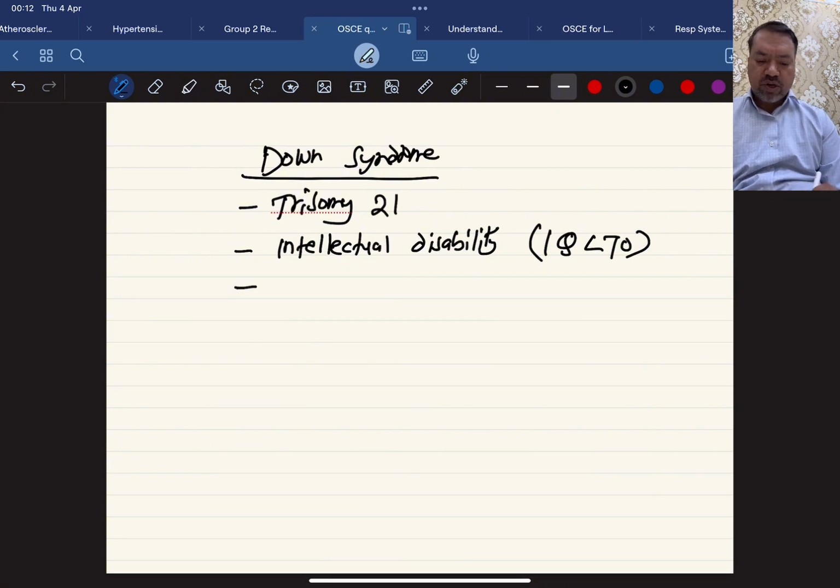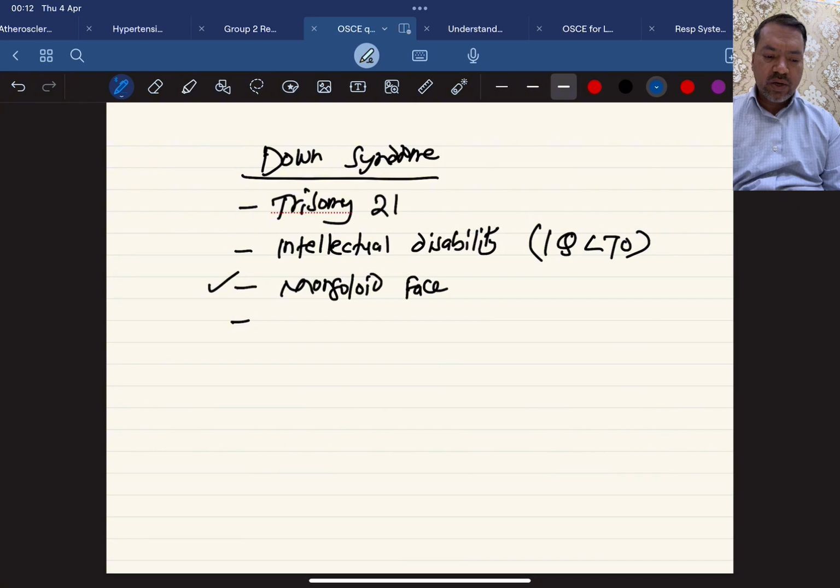Another important point is mongoloid face. This is a very typical finding of Down syndrome. Another important finding here is epicanthal fold, which is an extra fold of the skin towards the medial canthus of the eye, or you can say an extra lid of the eye. Epicanthal fold on the medial side towards the medial epicanthus.